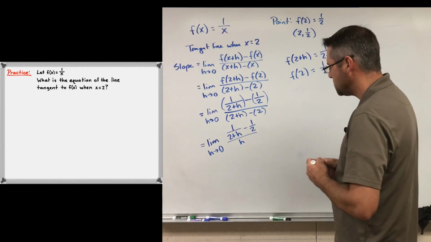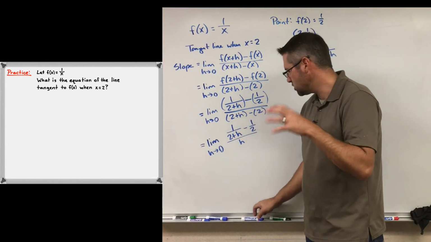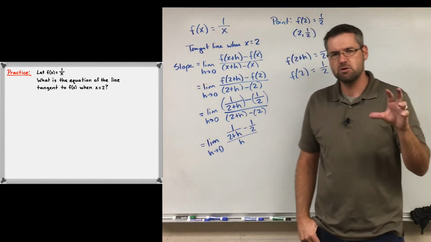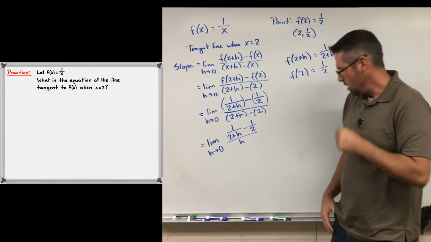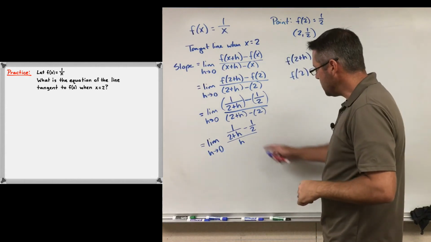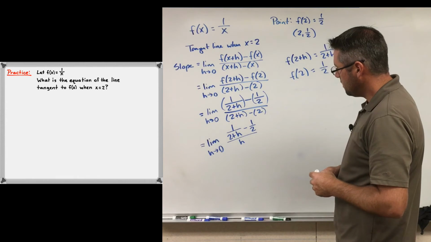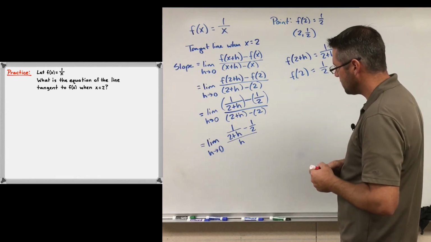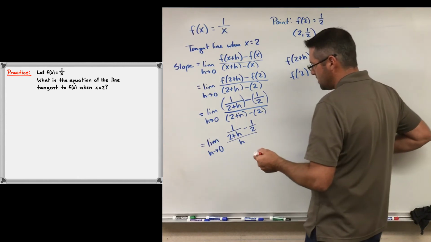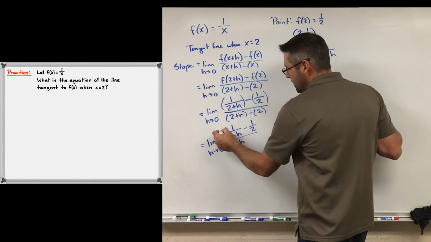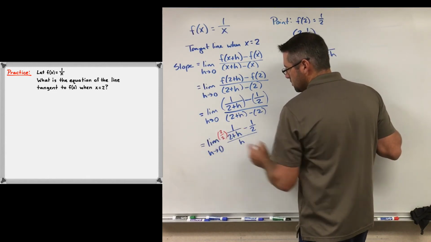So how could I change that? How could I manipulate that algebraically in order to make it look different but produce basically the same thing? Well, I could get common denominators and somehow combine those two fractions, somehow subtract those. So what would be a common denominator? Well, I would have to multiply the first one by 2 over 2, right?